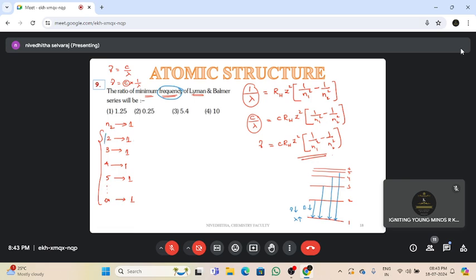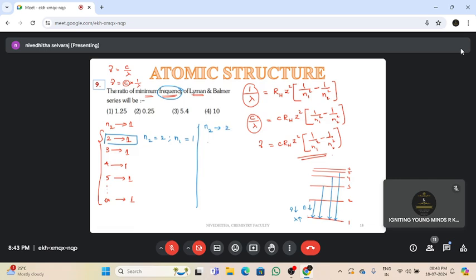So here n2 of Lyman series is 2 and n1 is 1. Okay, this is for the Lyman series. How about the Balmer series? In the Balmer series, the electron from the excited state will come back to the second shell.